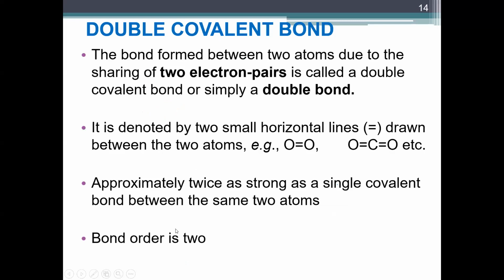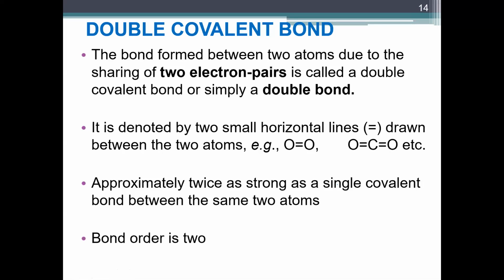A double covalent bond is the bond formed between 2 atoms due to the sharing of 2 electron pairs. Yes, non-bonding pair means lone pair. So when 2 electron pairs are shared, a double bond will be the result. Let's look at the oxygen molecule. You have 2 electron pairs shared. And even in CO2, there are 2 electron pairs shared between this carbon and oxygen, and between this carbon and the other oxygen.